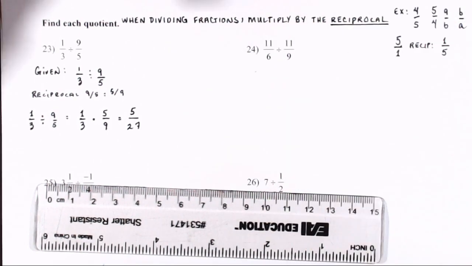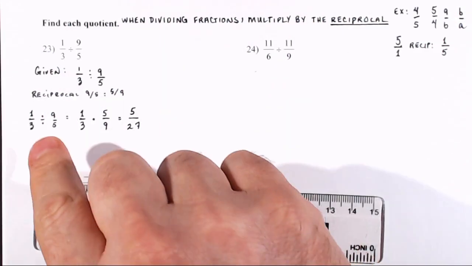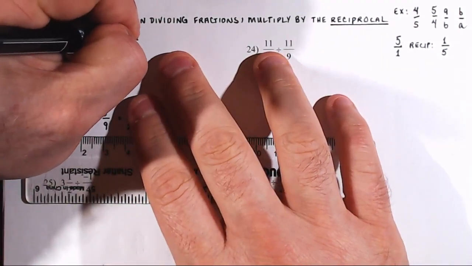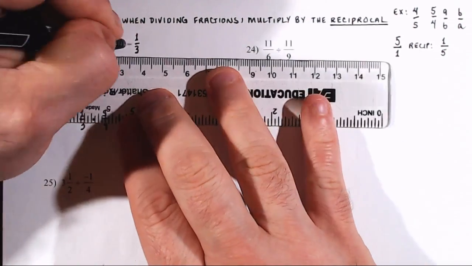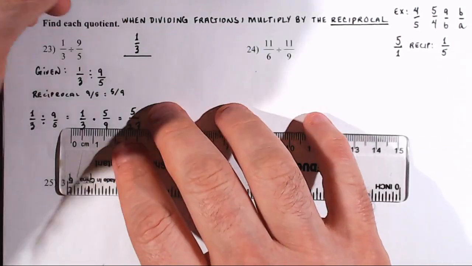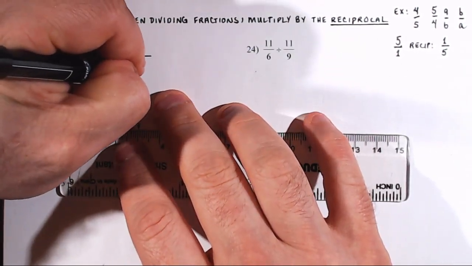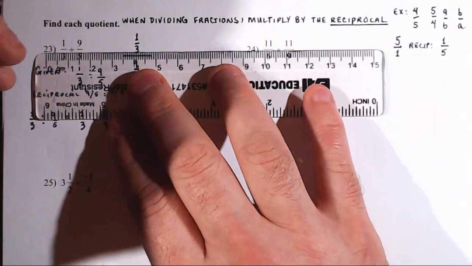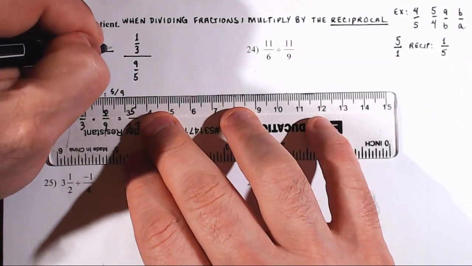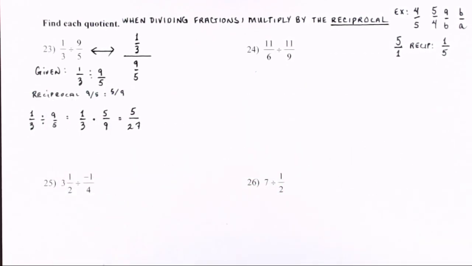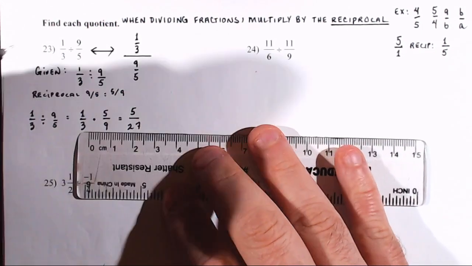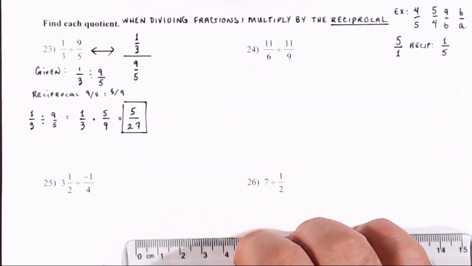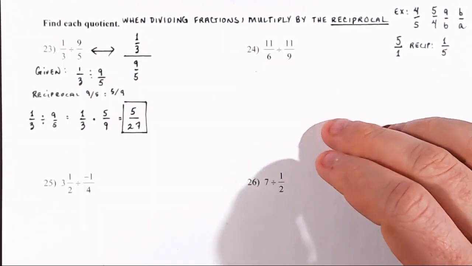Now that's not the only way you can write this fractional division. You could have been given the problem like this: 1/3, and then a fraction bar, divided by 9/5. It's the same problem. These two things are equal to one another, just different ways of writing the same thing. And so what we'll put in our box is 5/27.